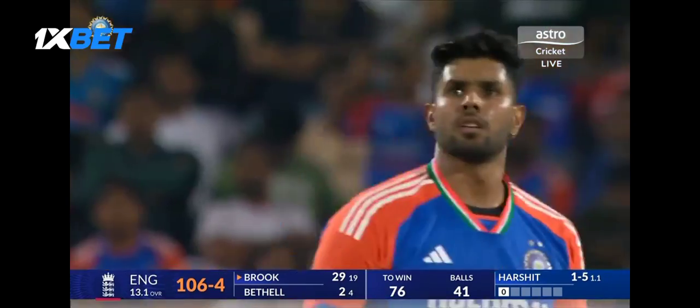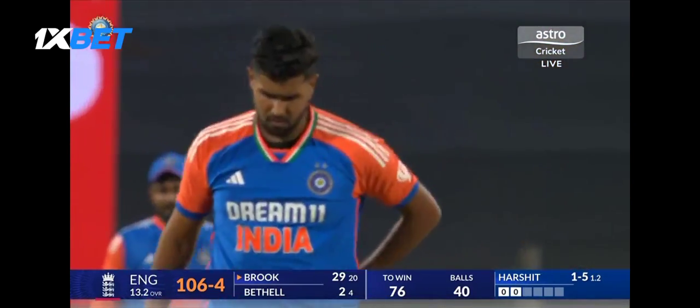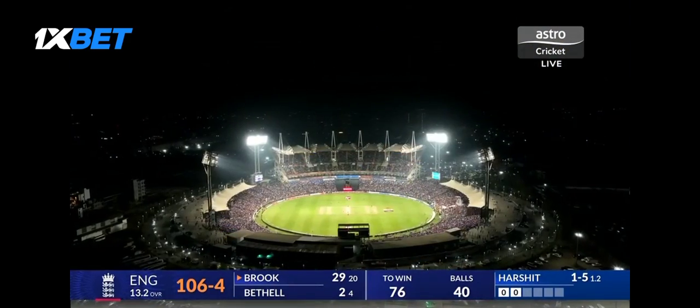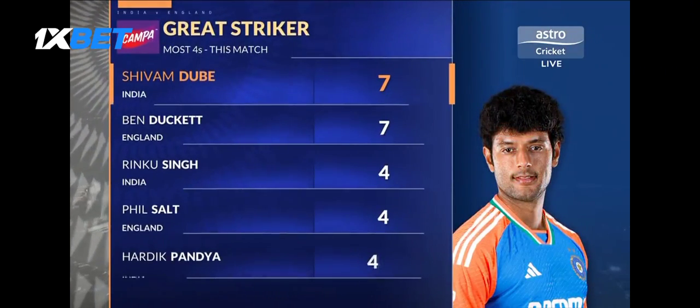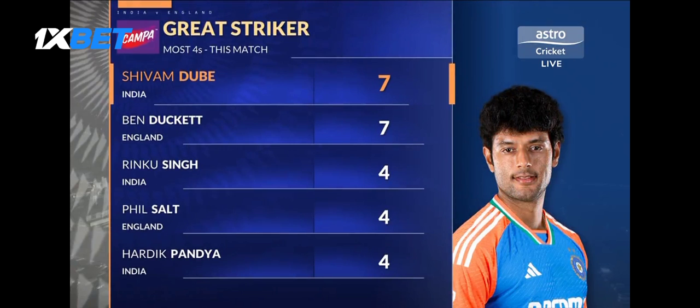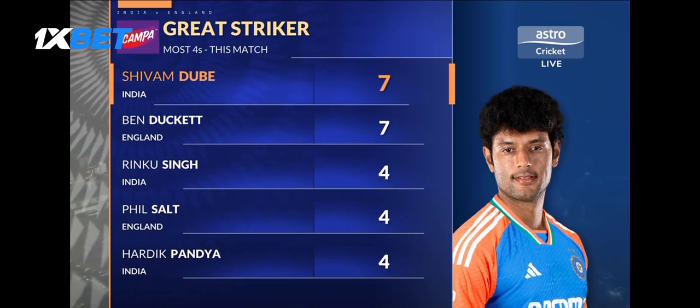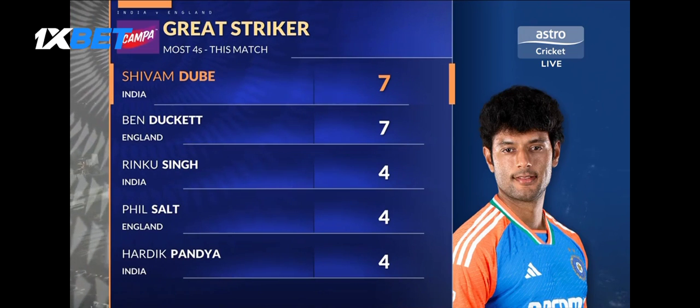Immediately taking pace off, pace on, 143 kilometers per hour. And the next one pretty slow, 118. Look at the Camper great strikers. The maximum 4s hit in this game: Shivam Dube, Ben Duckett at the top, Rinku Singh and Phil Salt, Hardik Pandya. The 3 of them hitting 4 boundaries, or 4 fours, I should say.